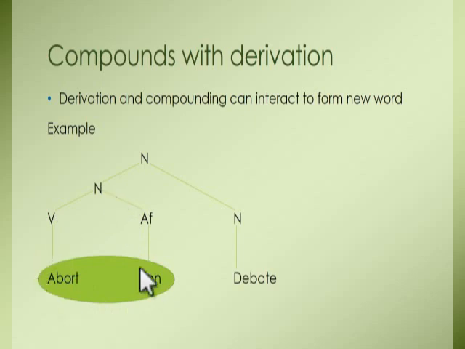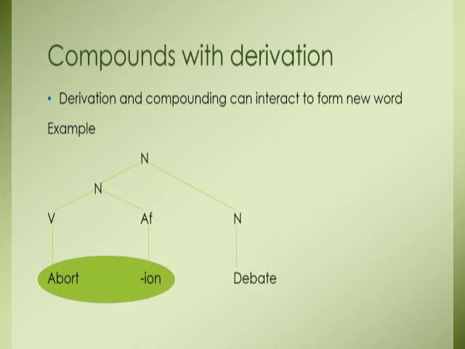Because this is derivation, you have to check what kinds of change happen in this word. Yeah, it becomes noun. And then debate is noun. Yeah, because the rightmost word type is noun, so it is noun. So it is not taken from this one, but taken from this one. Okay, you got the point?